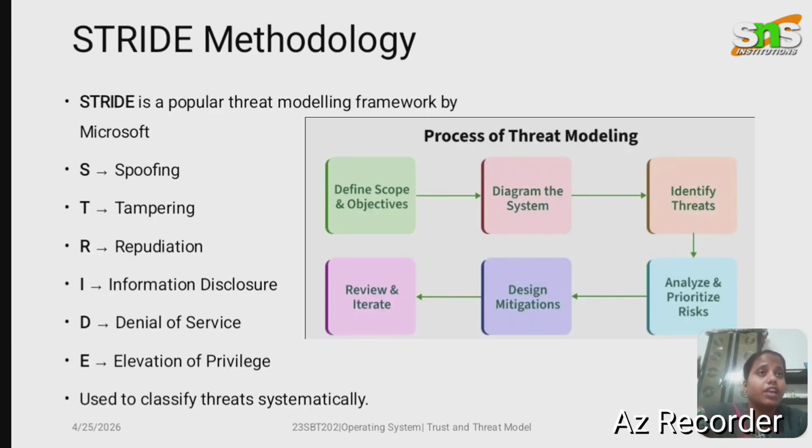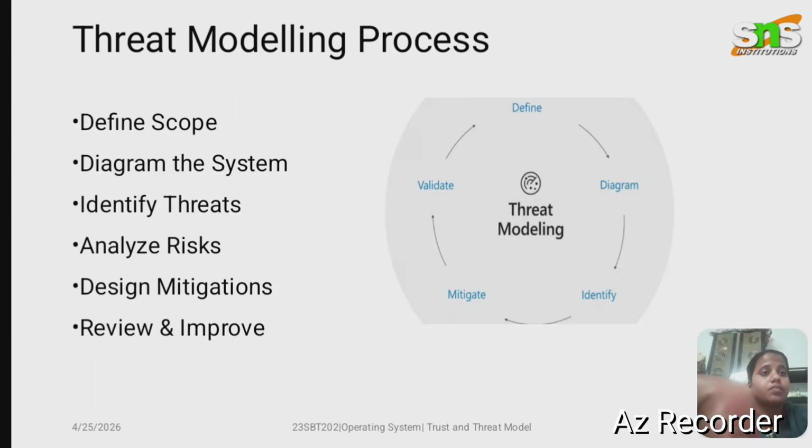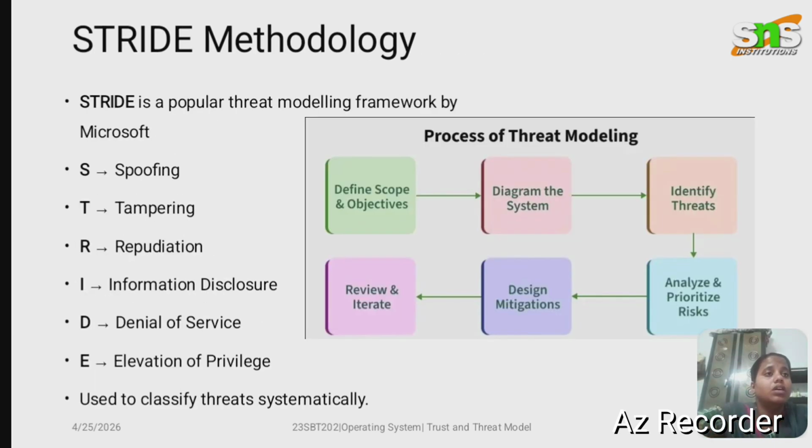Next one is the STRIDE framework. STRIDE is the Microsoft model, that is S for spoofing, that is fake identity. Next, T is for tampering, changing the data, R for repudiation, denying the action. I for information disclosure, that is leaking the data. D for denial of service, making the system unavailable. E for elevation of privilege, that is gaining extra access.